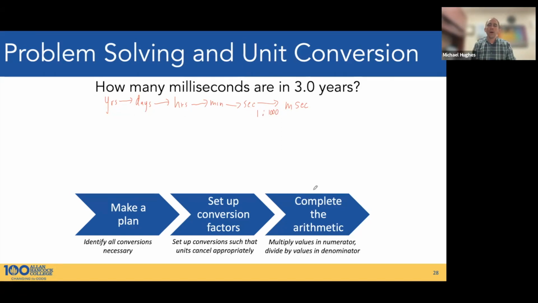So let's set up our very grand unit conversion now, but see how much it makes sense. Start with what we know, which is 3.0 years. There is, in every 1 year, 365.25 days.